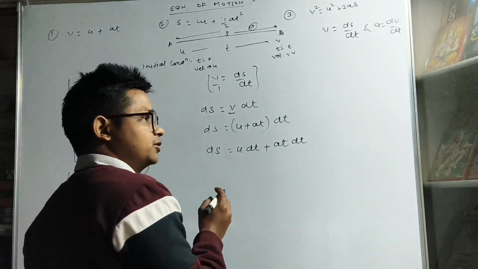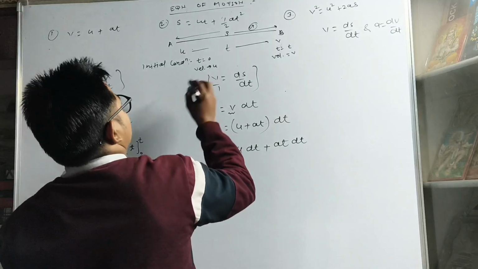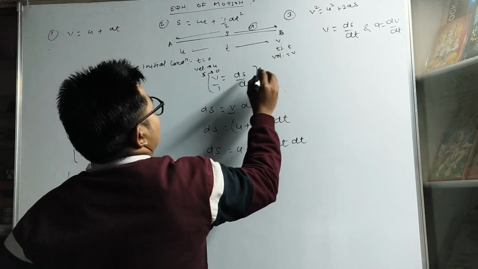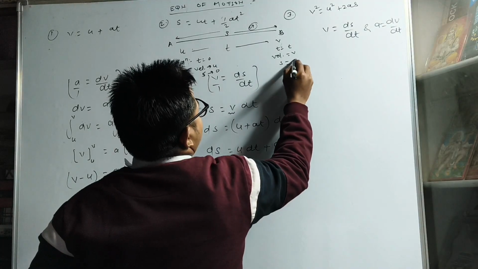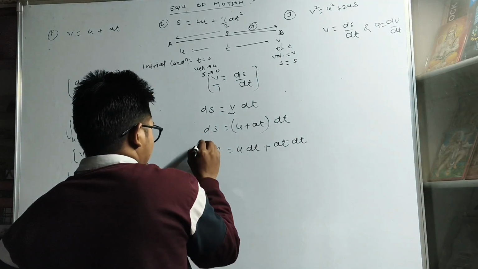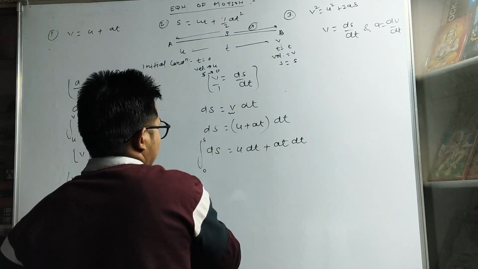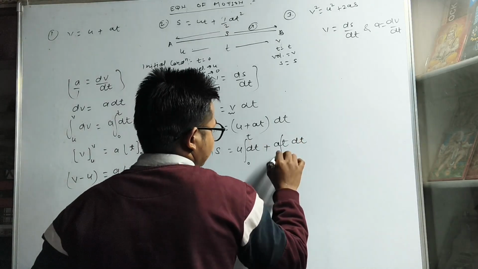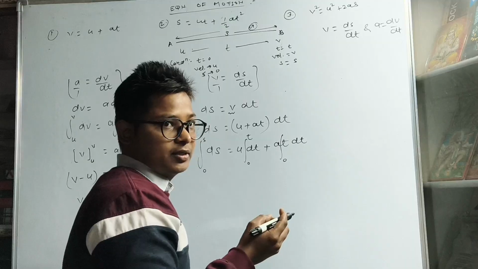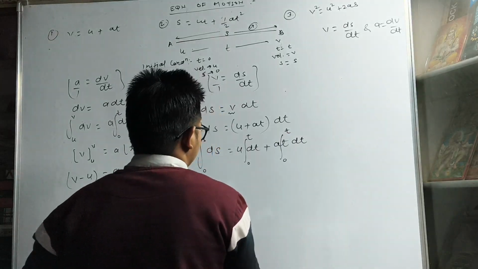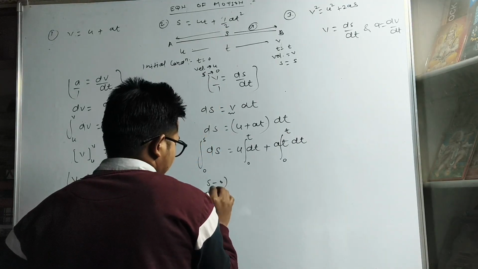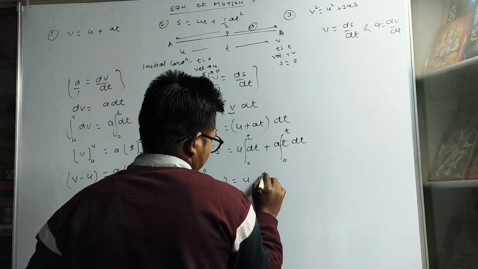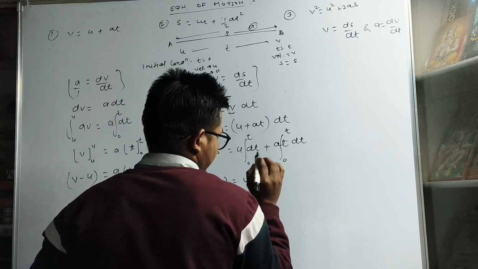Now integrating from initial to final. At the initial time, displacement is 0. At time t, displacement becomes s. So the initial condition is 0 and the final condition is s for displacement, and for time, initially the time was 0 and at the end the time is t. So this is s minus 0, similarly, and this is u t from 0 to t.